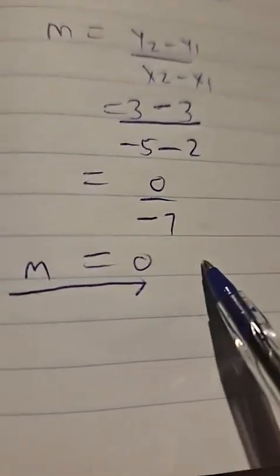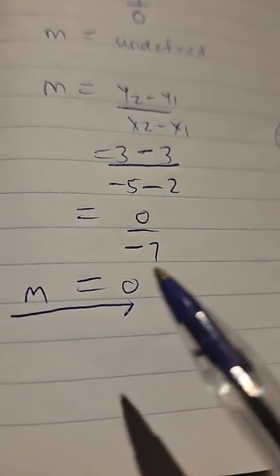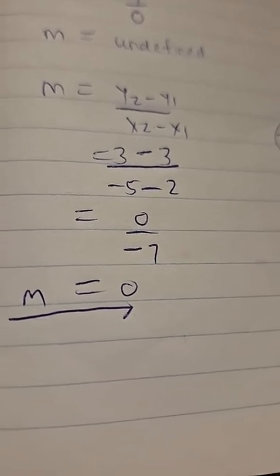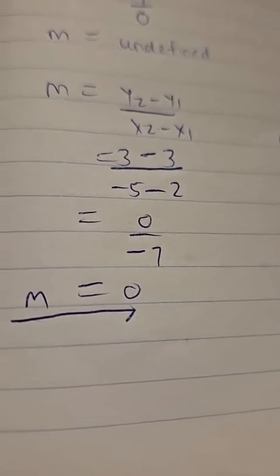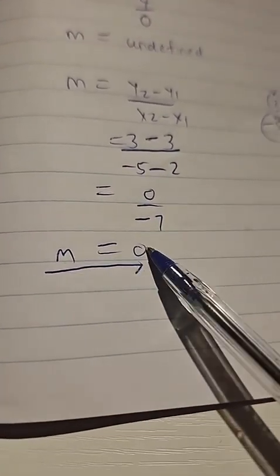Are we together, guys? I hope we are feeling this one. Our gradient is 0. All right? So that's something we need to capture: if ever it is the y values that are the same, we can expect a gradient that is equal to 0.